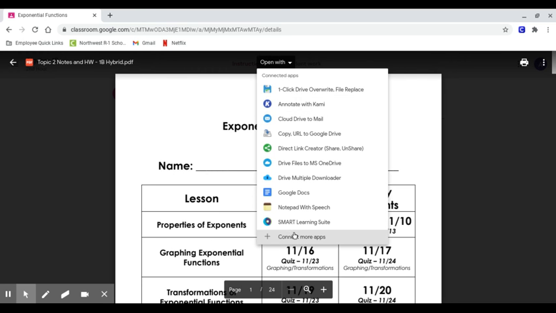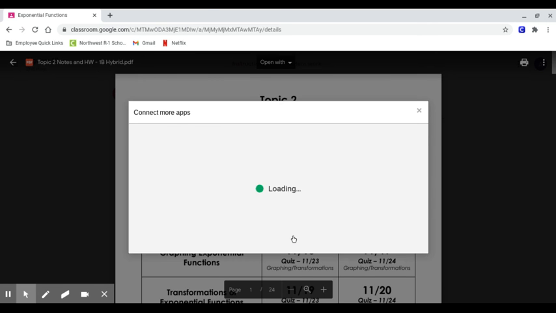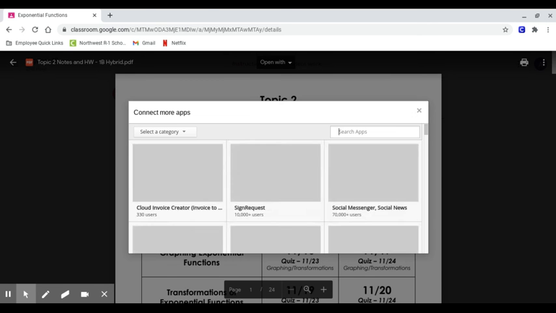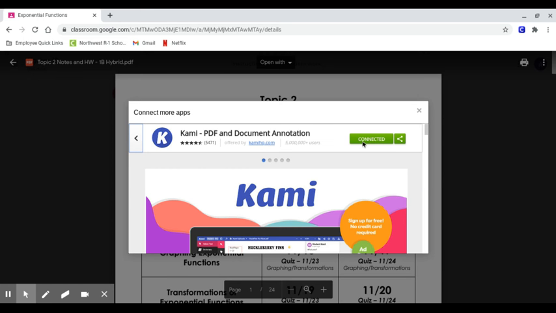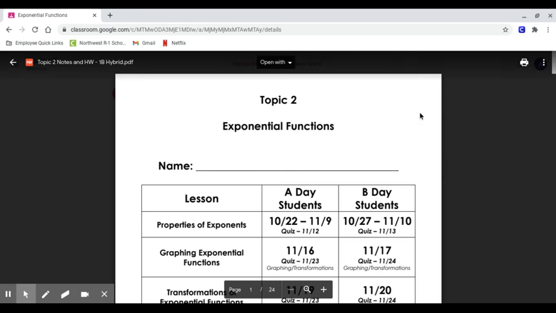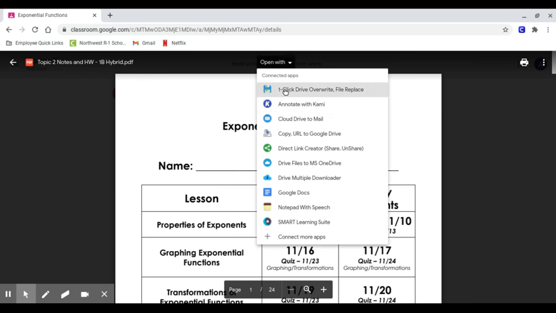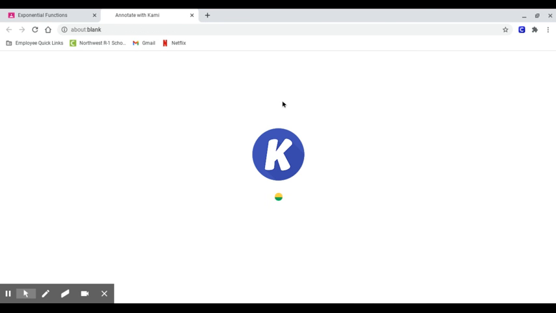I know you don't have that yet, so go to the bottom where it says Connect with More Apps. Type in Kami. It should be the first one. Mine already says connected, but you'll have to connect. Once you connect, then you'll be able to open with Annotate with Kami.